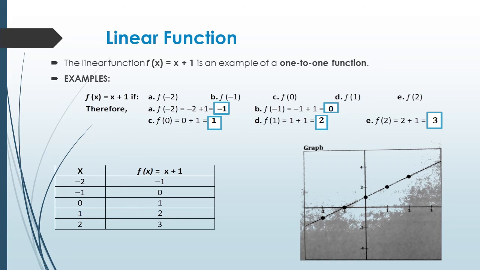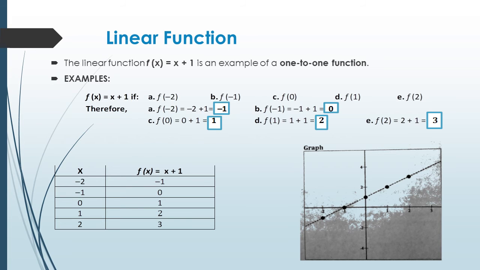Letter B naman po, f of negative 1 is equal to negative 1 plus 1 is equal to 0. So, yan po yung answer ng letter B, 0. Letter C naman po, f of 0 is equal to 0 plus 1 is equal to positive 1. So, yan naman po yung answer para sa letter C.